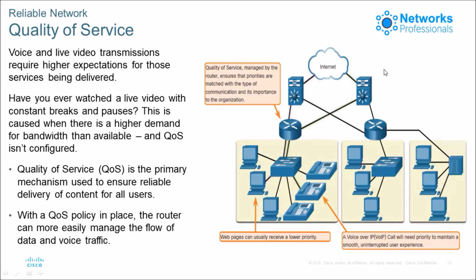In the figure, you can see that one user is requesting a web page and another is on a phone call. With quality of service in place, the router can manage the flow of data and voice traffic, giving priority to voice communication over data if the network experiences congestion. The focus of quality of service is to prioritize time-sensitive traffic like video over voice and voice over data. The type of traffic is what is important, not the content of the traffic.